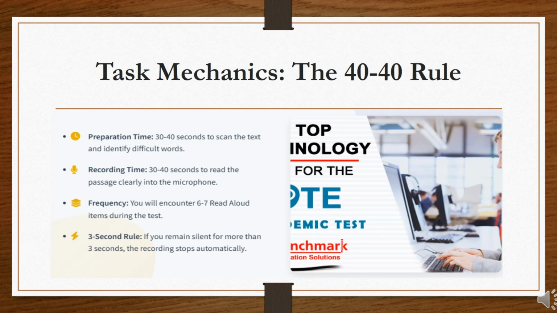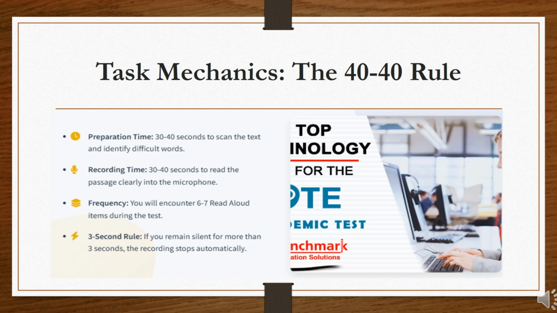To attempt PTE properly, you need to be very good at time management. So read the passage in 30 to 40 seconds, scan the text and identify difficult words. Words that you fumble, you have to skip them. Otherwise, you will lose marks for fluency. Recording time is 30 to 40 seconds to read the passage clearly into the microphone. And the placement of the microphone is equally important.